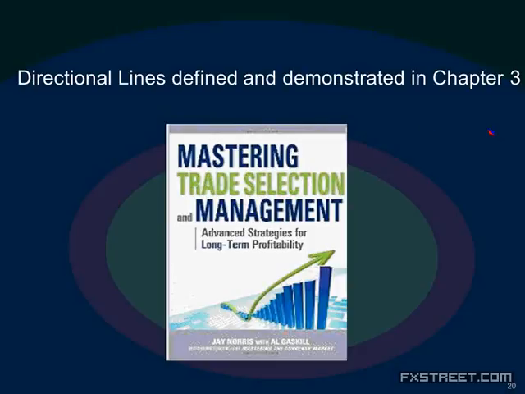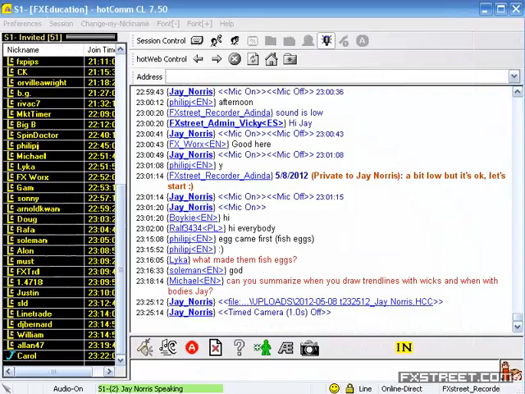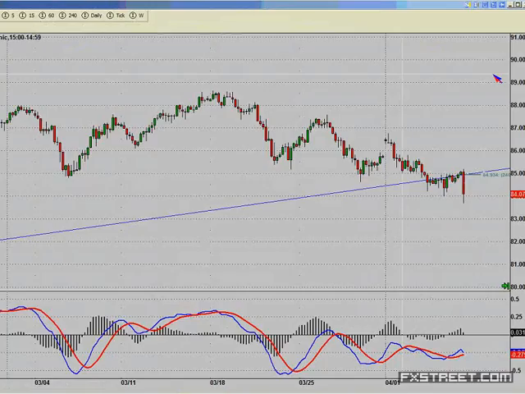You know, the easiest way to demonstrate this tactic for you is to go to the chart, which is what we're going to do. Let me reset my camera here. Okay, hopefully everyone is seeing the chart now. You're seeing a chart of the Australian yen.